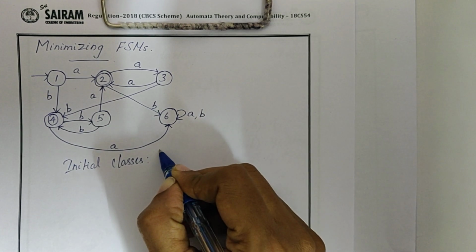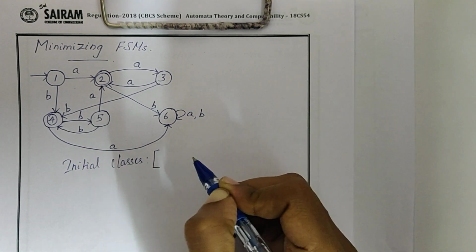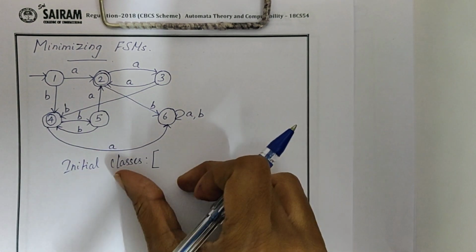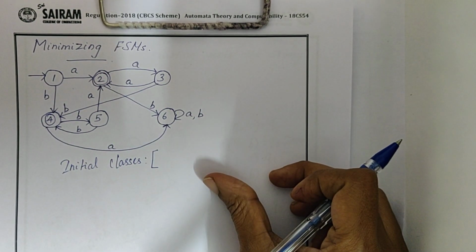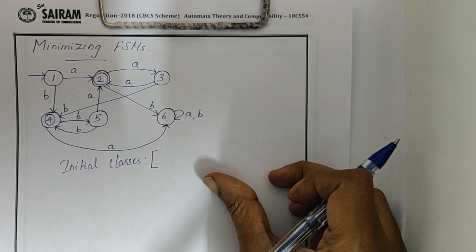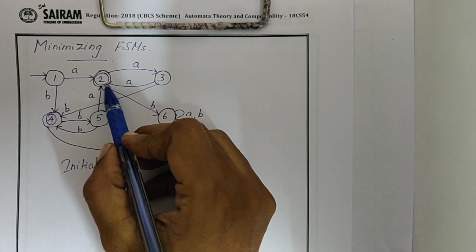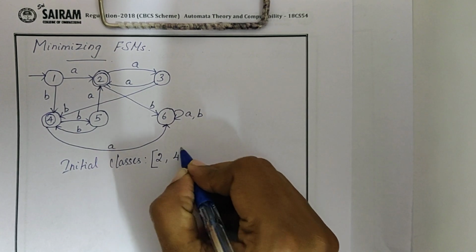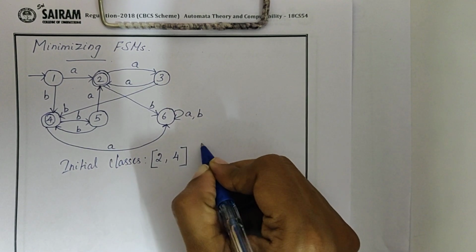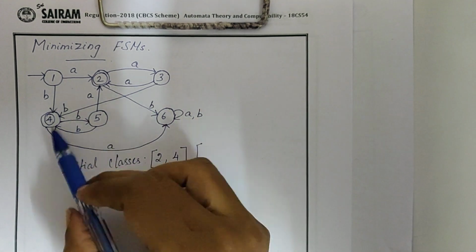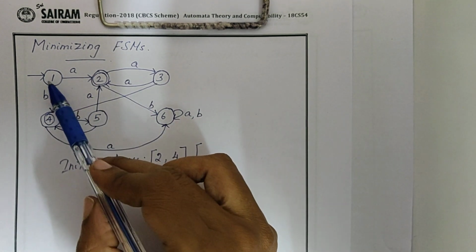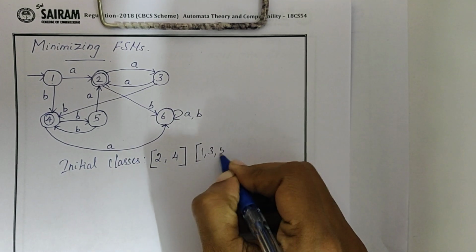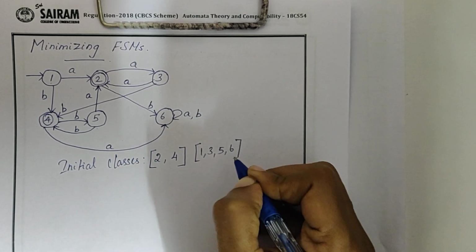These classes I can write inside square brackets. The initial classes will be: the first class is the final states and the next one is the non-final states. States with double circle, I have 2 and 4. So 2 and 4 in one class, and the next class will be all my non-final states, that is 1, 3, 5, 6.